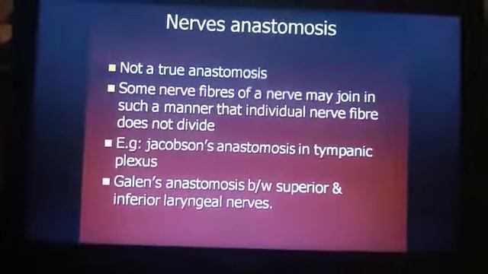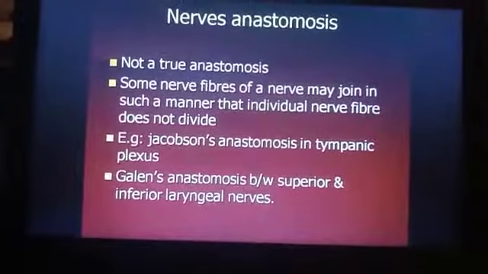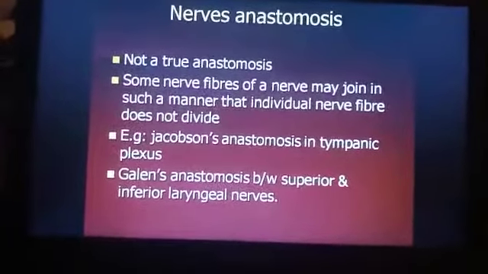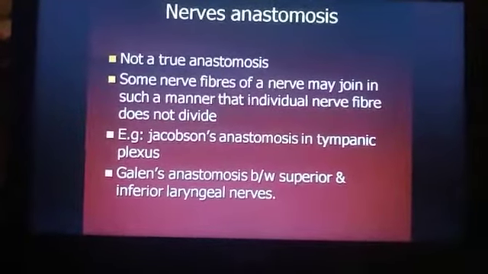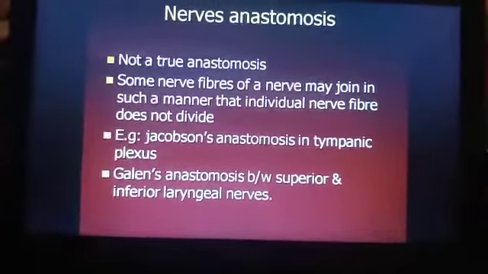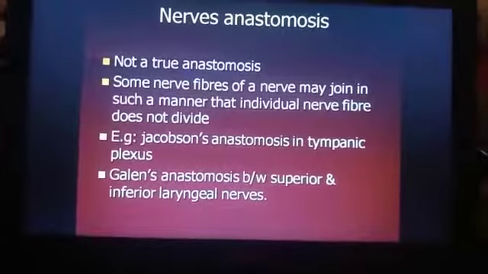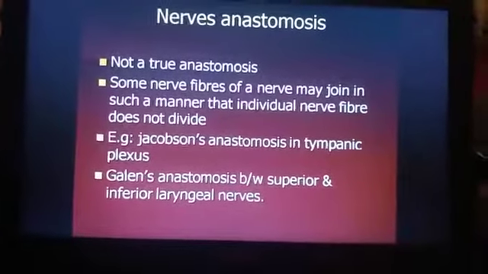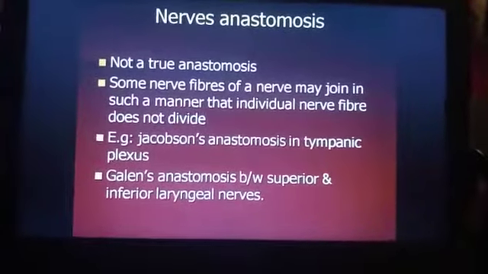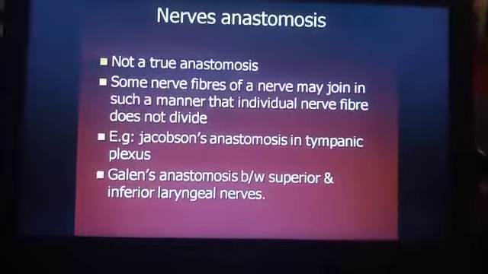Then we have the nerve anastomosis. It's not a true anastomosis. Some nerve fibers of a nerve may join in such a manner that the individual nerve fiber does not divide. For example, Jacobson's anastomosis in the tympanic plexus and Galen's anastomosis between superior and inferior laryngeal nerves.